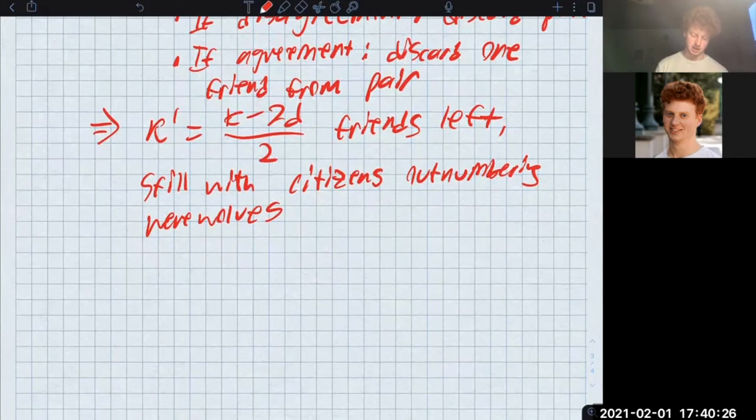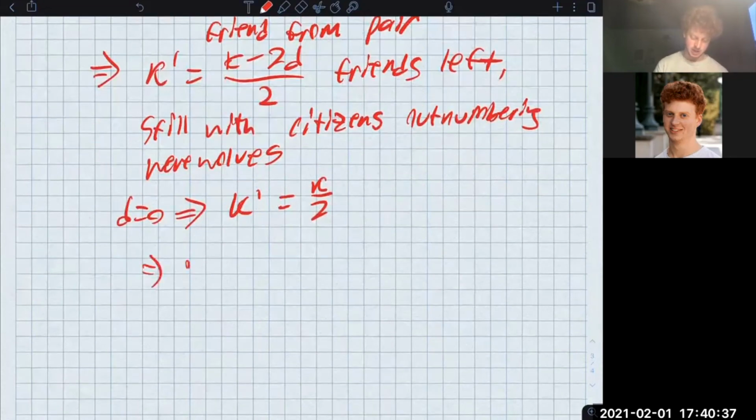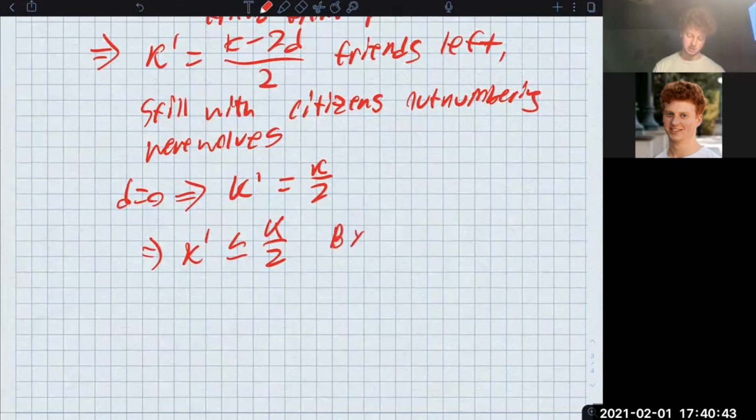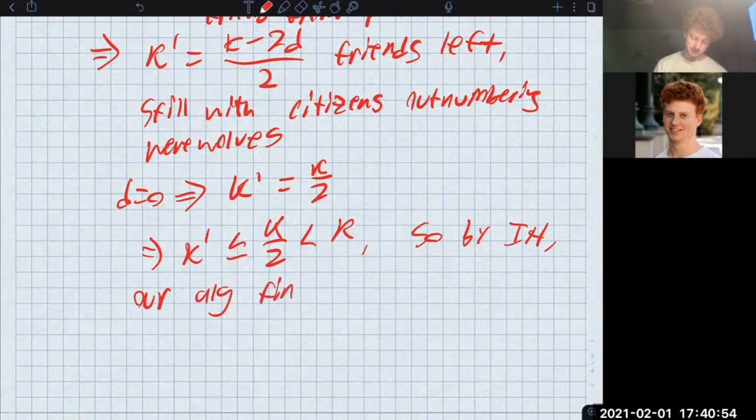And in the worst case, we have d equals 0, which leaves us with k prime equals k over 2. So what that implies is that k prime is always less than or equal to k over 2, which means that by our inductive hypothesis, because obviously this is less than k, our algorithm finds a citizen in the recursive case.